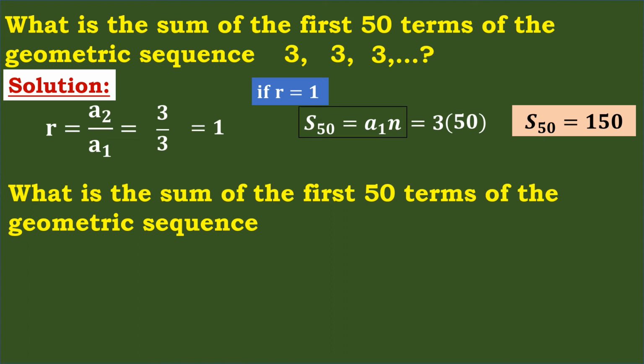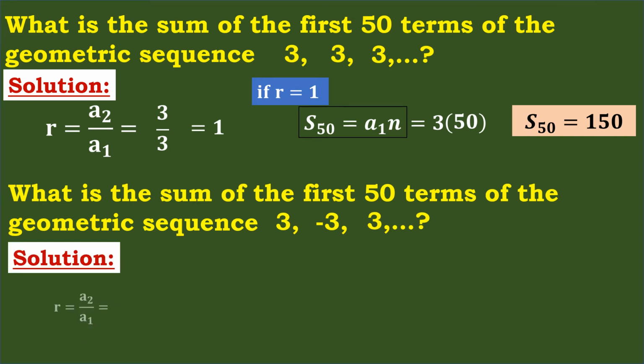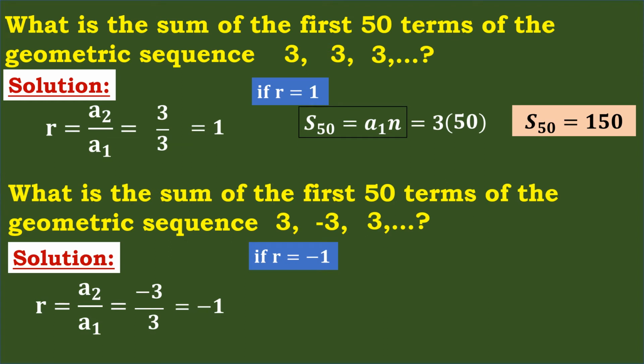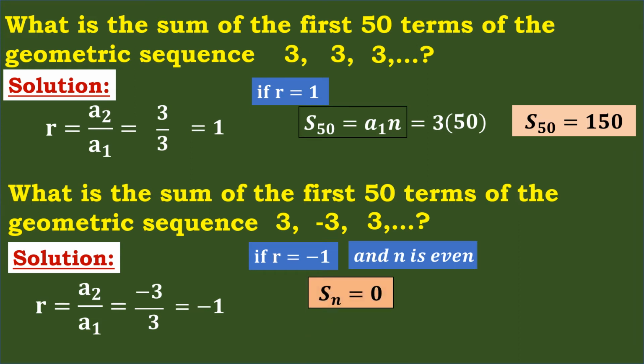Next example. What is the sum of the first 50 terms of the geometric sequence 3, negative 3, 3, and so on? Finding the ratio, obviously, the ratio is equal to negative 1. According to our condition, kung ang common ratio ay negative 1, at ang kanyang number of terms ay even. Ano ba yung even numbers? Yung mga 2, 4, 6, 8, 10, yung may partner. So, 50 yung number of terms, ibig sabihin, 50 is an even number. So, what is the sum? The sum is always equal to 0.